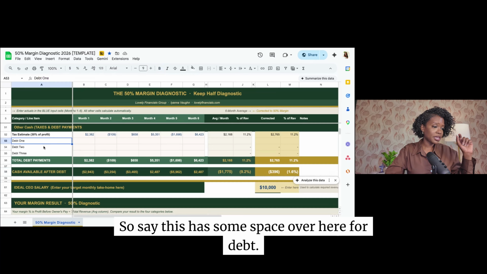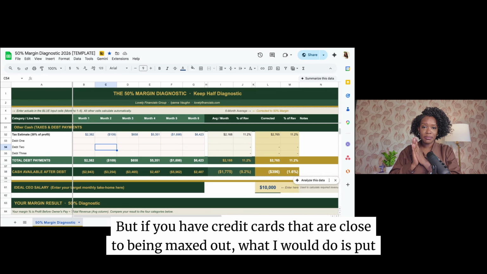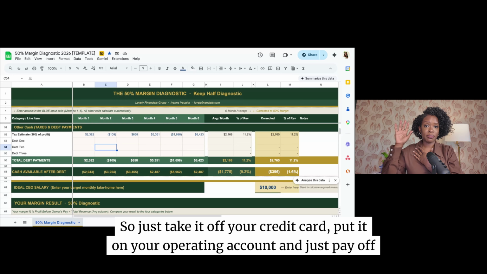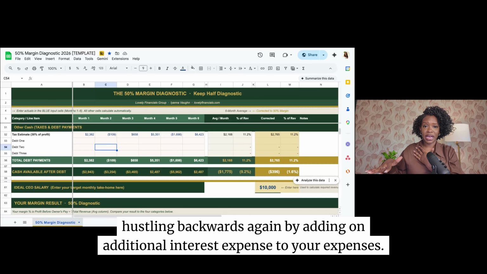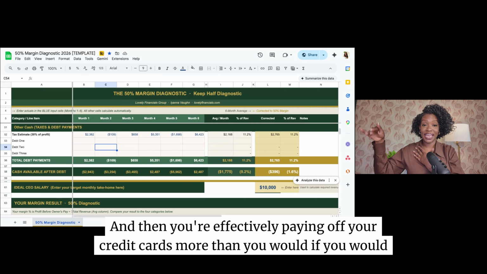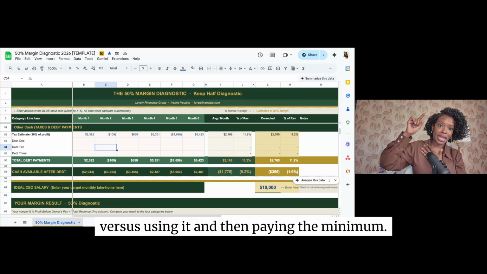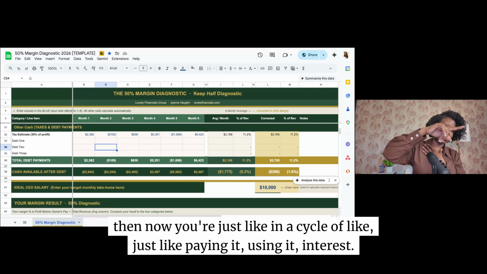So say this has some space over here for debt. I will not go on a soapbox for debt just yet. But if you have credit cards that are close to being maxed out, what I would do is put everything on your operating account. Just take it off your credit card, put it on your operating account, and pay off these. Because if you're not paying off your credit card in full every month, you're just hustling backwards by adding on additional interest expense to your expenses. And then you're effectively paying off your credit cards more than you would if you had just paid this out, versus using it and then paying the minimum, and now you're in a cycle of paying it, using it, interest.